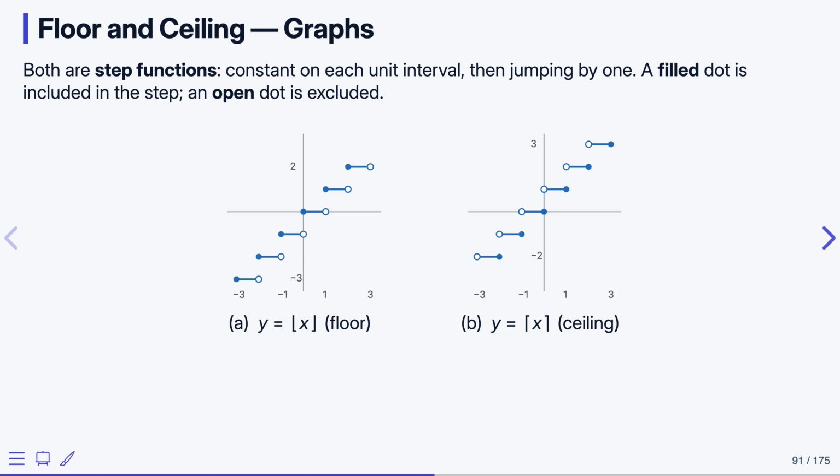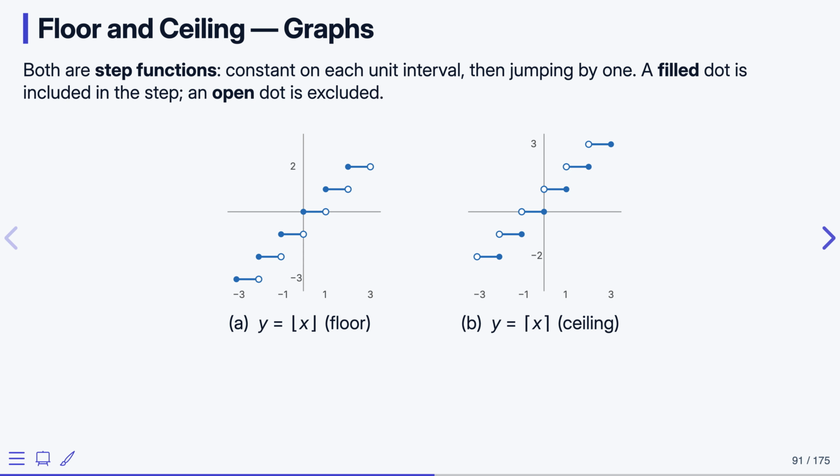Now the pictures of floor and ceiling. Both are step functions. The value stays flat across each interval of length 1, and then it jumps up by 1 to the next level. The left picture is the floor function. On each step the left end is a filled dot, meaning that point is included, and the right end is an open dot, meaning that point is left out. For example, between 1 and 2 the value is 1, including 1 but not 2. Then it jumps to 2.